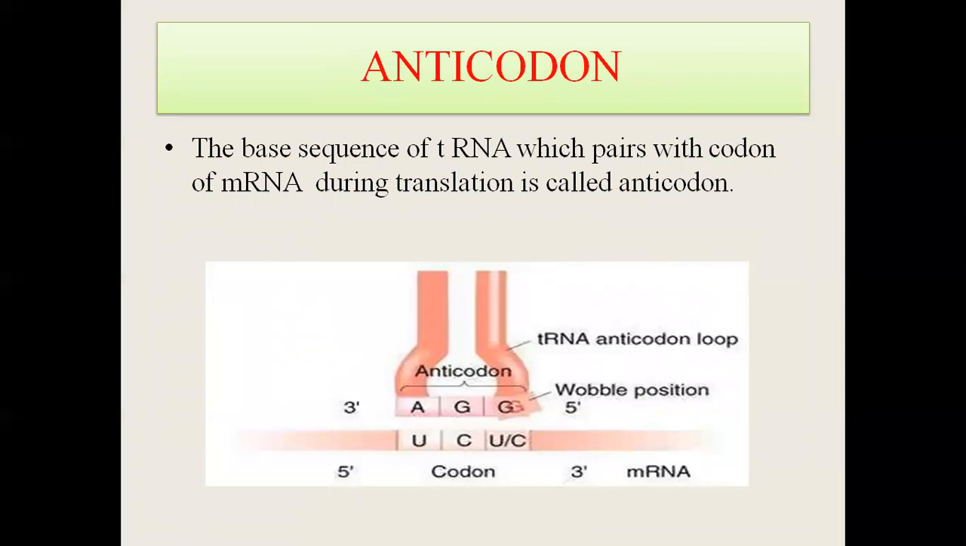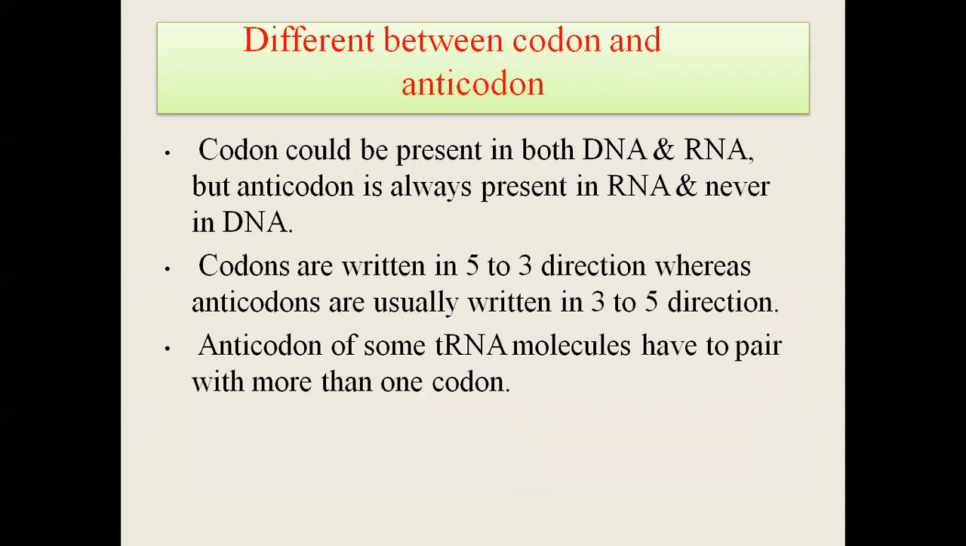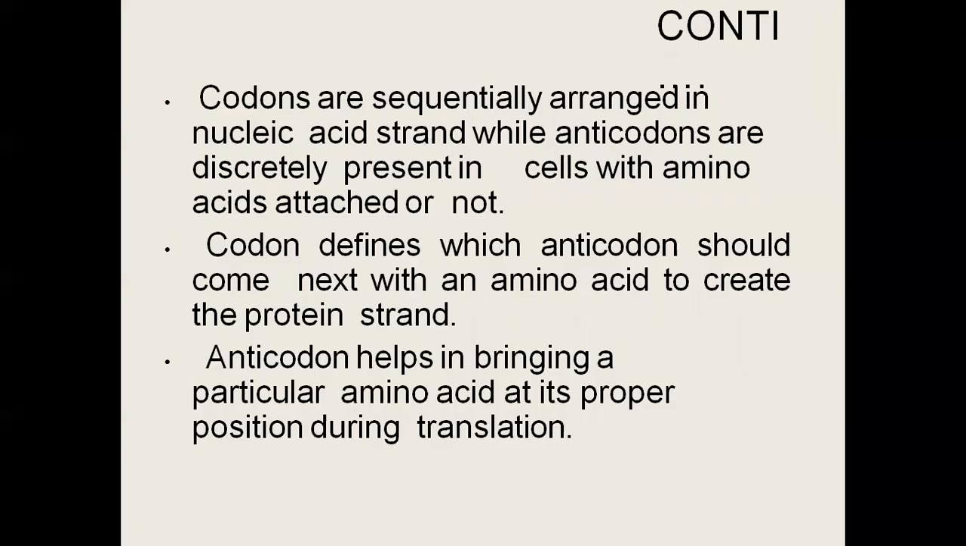And now there is an important thing. What is the anticodon actually? Anticodon is the base sequence of tRNA. tRNA is the transfer RNA which pairs with the codon of mRNA during translation, and it is called the anticodon. Here this is the tRNA and this is the mRNA. When tRNA attaches with mRNA during translation, this is called the anticodon, and this position is called the wobble position. So anticodon and codon, I have already discussed.